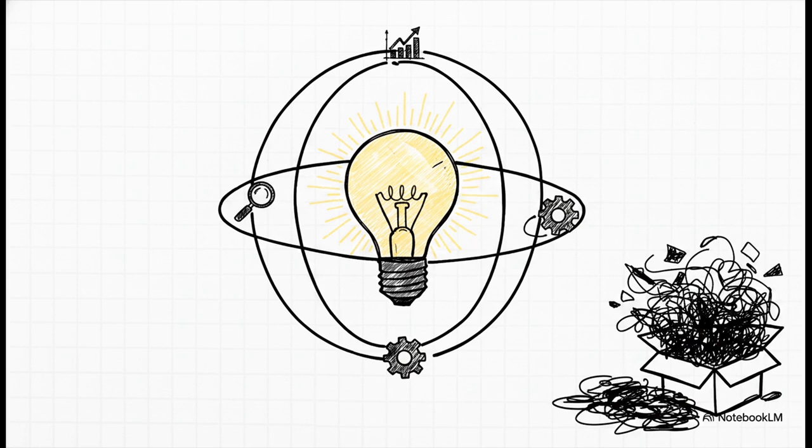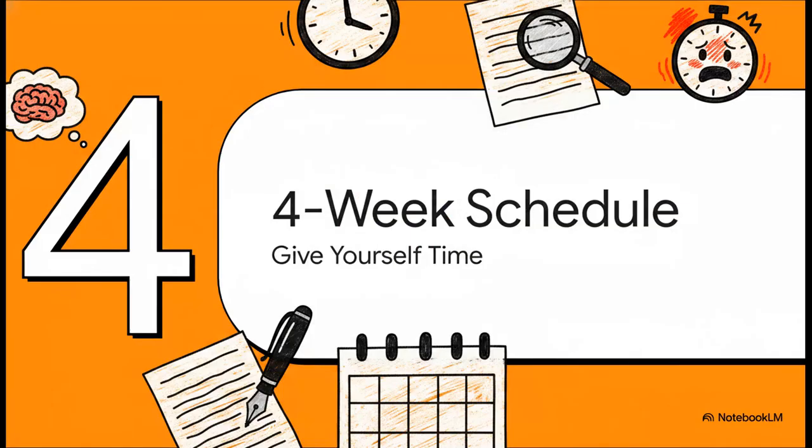Don't do it. Reviewers only have 30 seconds. They are only going to remember one thing anyway. You need to decide exactly what that one thing is. Okay, knowing what to write is half the battle. Knowing when to write it, that's part 4, the 4-week schedule.